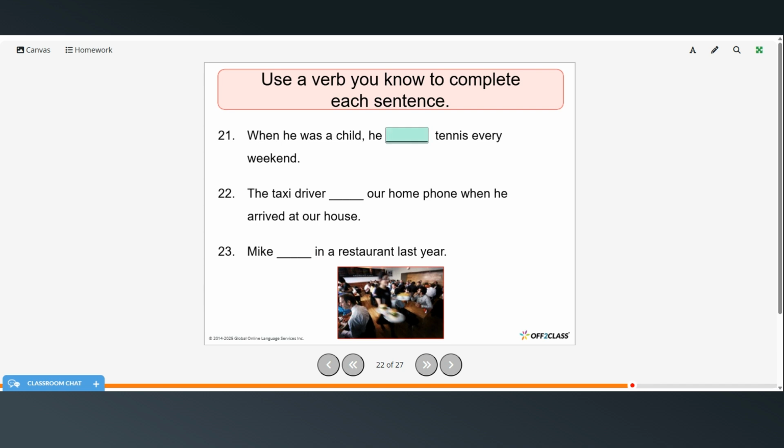Now for these, you'll have to come up with your own verbs, change them into past tense to complete the sentences. As always, you can pause the video, try these on your own, and then restart when you're ready to check your answers.